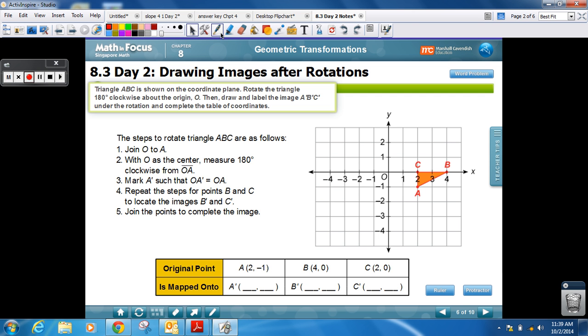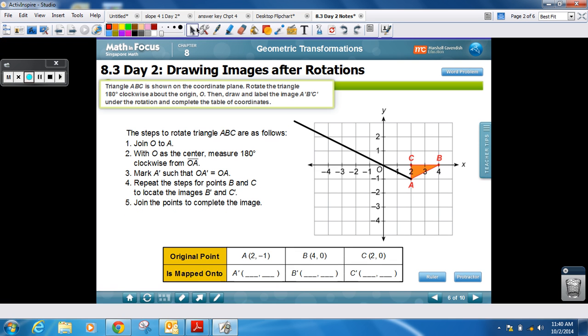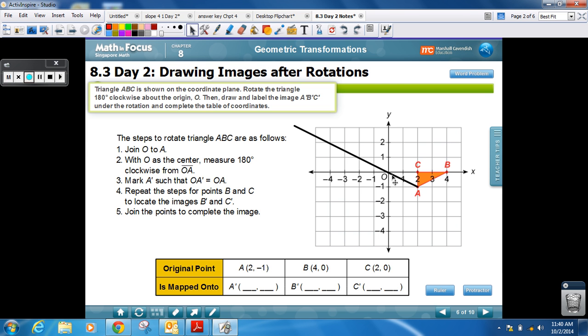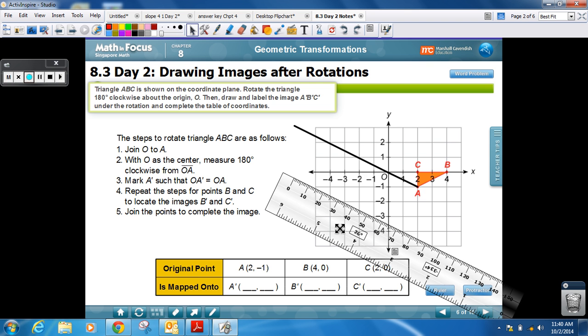It says join A to O. So we're going to do that with a line, A to O. And this is just so I can show you why it works. Okay. And then it says with O as the center, measure 180 degrees clockwise. So 180 degrees. So I'm going to take this and I'm going to extend it out. 180 degrees. Okay, and then you have to remember that this distance from O to A has to be the same from O to A prime. So that will help me get my location if I can figure out how to move this.